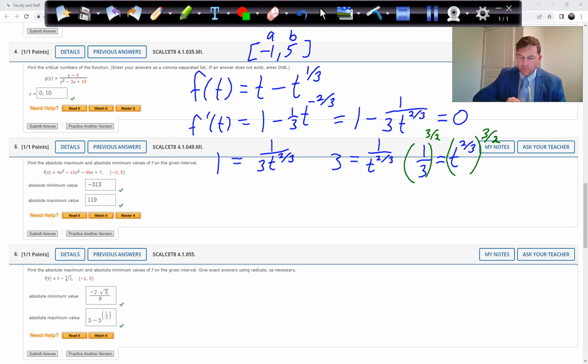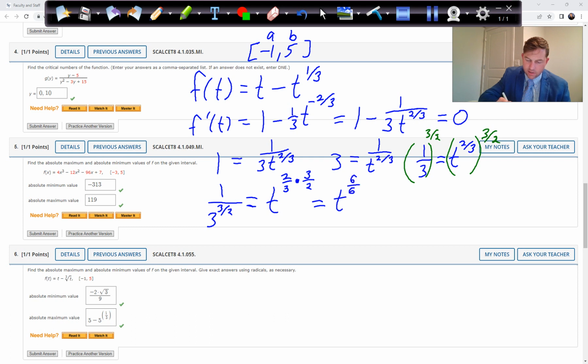We're going to have 1 to any power is 1. So this is 1 on top, and this is going to be 3 raised to the 3/2 equals, I'm going to write this out, I probably won't show this ever again, but this is t to the 2/3. When you take a power to a power, you multiply them. So this is times 3/2. But that's the same as t to the 6 over 6, so multiply across, which is the same as t to the 1st, which is the same as t.